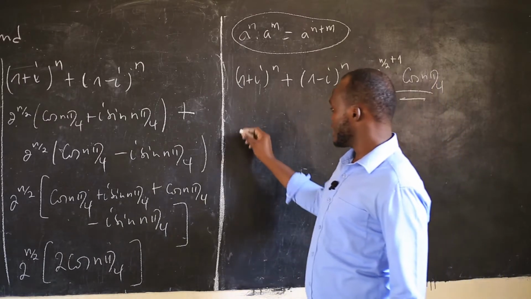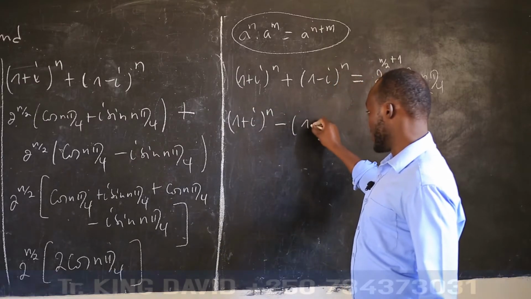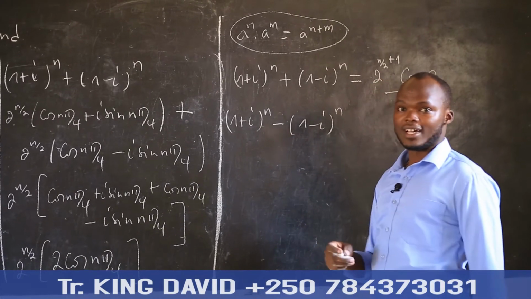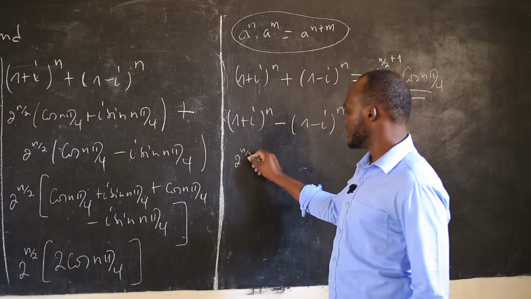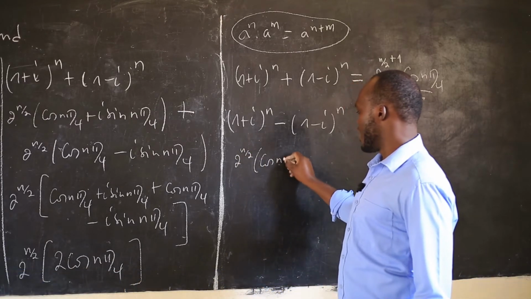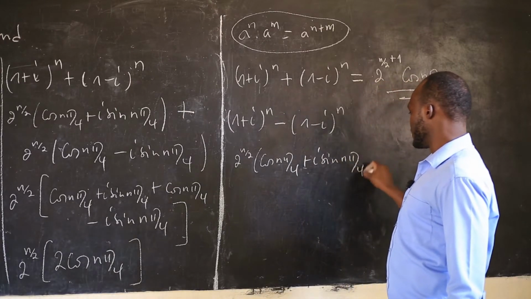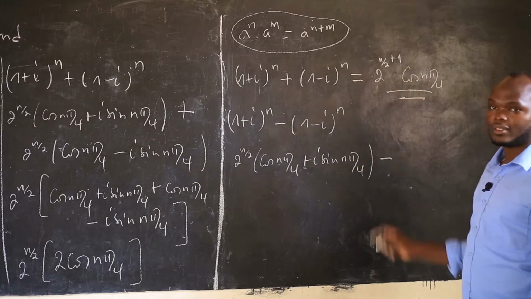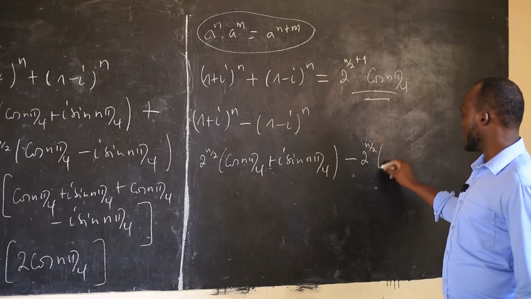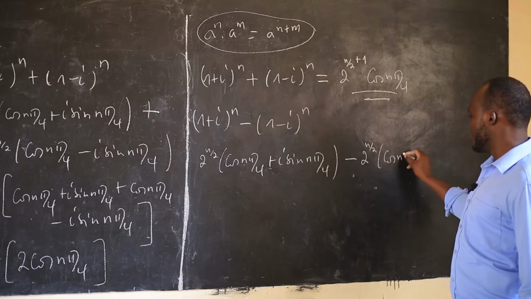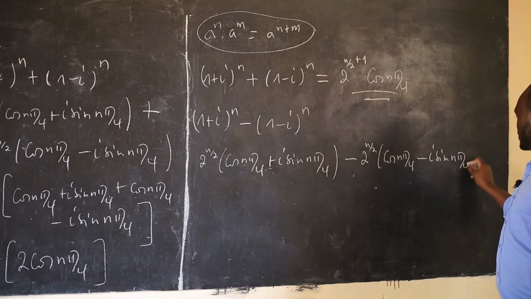So then, the second one is 1 plus i power n minus 1 minus i power n. So what is that? We have the value of this, which is 2 power n over 2 into bracket cos n pi over 4 plus i sine n pi over 4, minus the value of this, which is 2 power n over 2 into bracket cos n pi over 4 minus i sine n pi over 4.